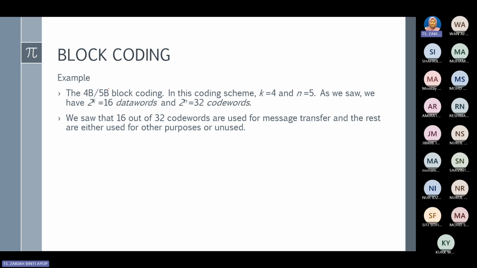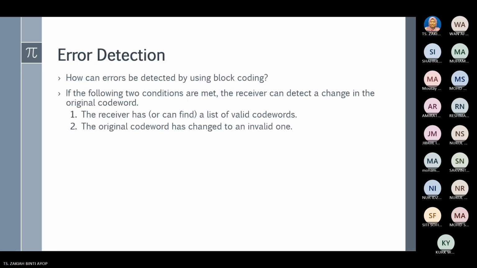So I have introduced the 4B/5B block coding. This is one of the coding schemes where k is equal to 4 and n is equal to 5. As we saw, we have 2 power of k, which is 16 data words, and 2 power of n, which is equal to 32 code words. So 16 out of 32 code words are used for message transfer, and the rest are either used for other purposes or unused.